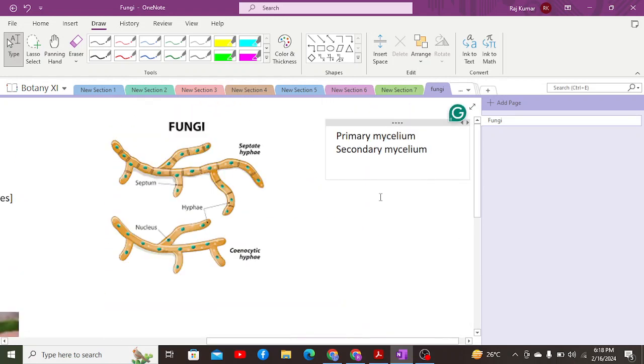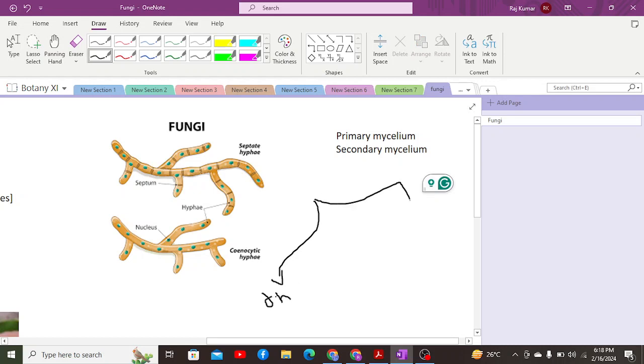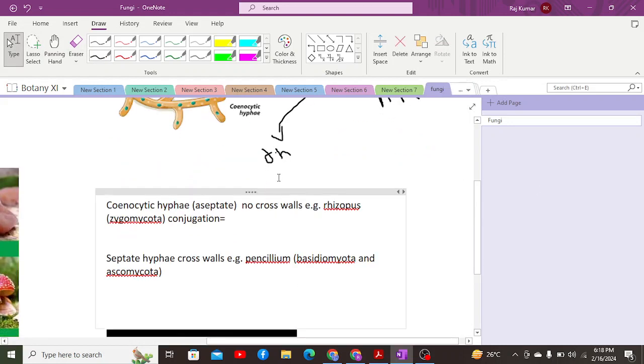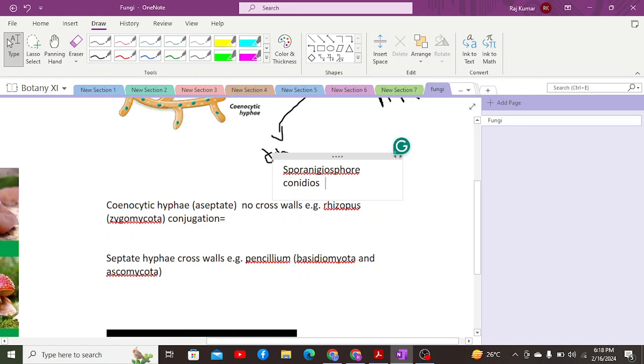And the hyphae can be divided into several parts. Number one includes a reproductive part, that there can be reproductive hyphae, and there can be vegetative hyphae or absorptive hyphae. Reproductive hyphae includes vertical, erectly growing hyphae, which includes sporangiospore and conidiospore.